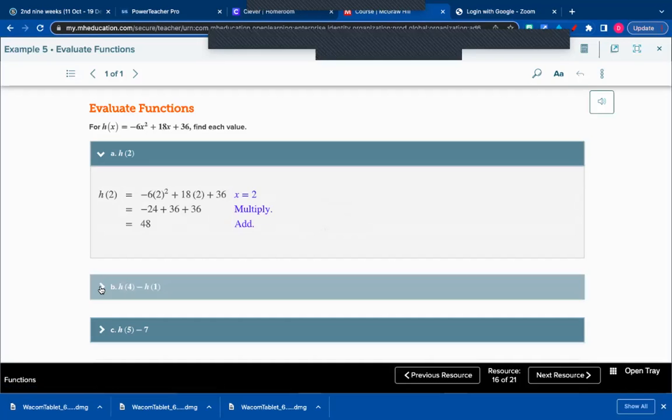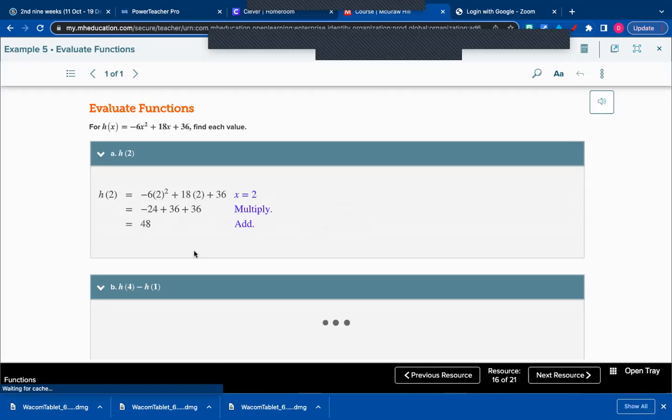The next one, h of 4 minus h of 1. We're going to substitute a 4 in our equation first, get that settled, and then substitute a 1 in for x. We'll do h of 4 minus h of 1.